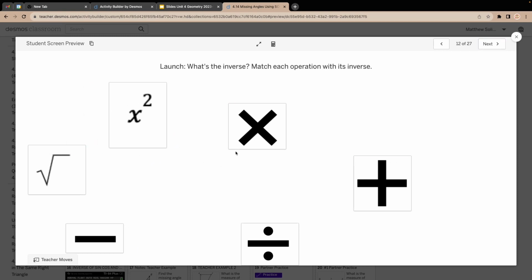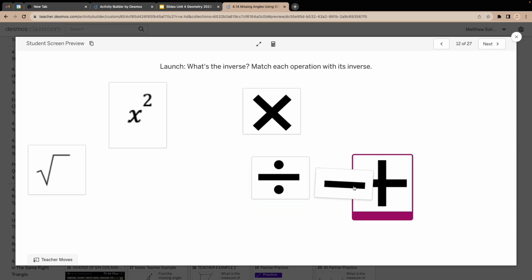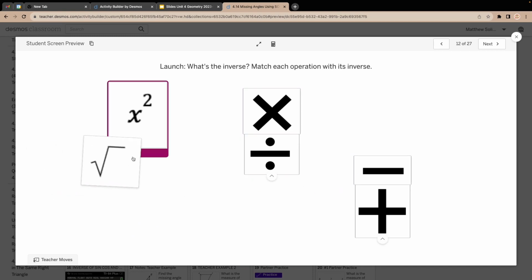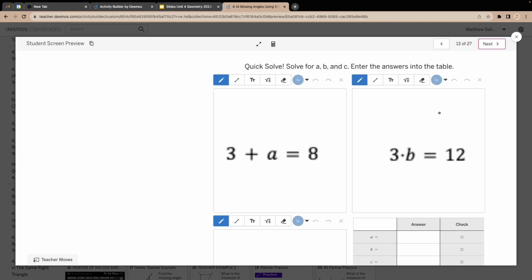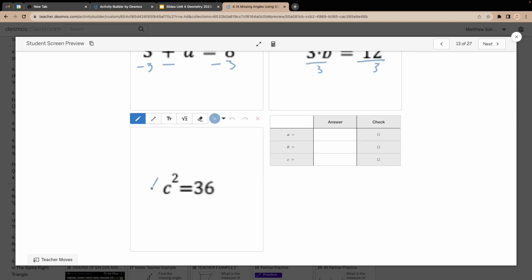Now, what are opposites or inverses when we work backwards in algebra? Add and subtract are opposites. Multiply and divide are opposites. Square and square root are opposites. So if I want to solve an equation, I do the opposite. I'm going to subtract 3 from both sides here. This is 3 times x, so I'm going to divide by 3 on both sides here. C squared equals 36. I'm going to take the square root of both sides here. I'm going to do the opposite to solve for C. That is called an inverse.